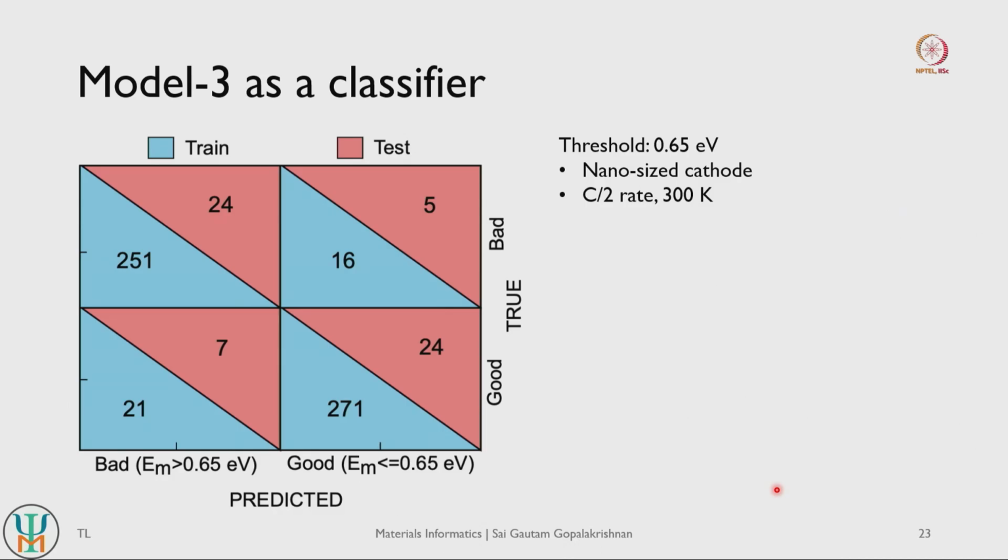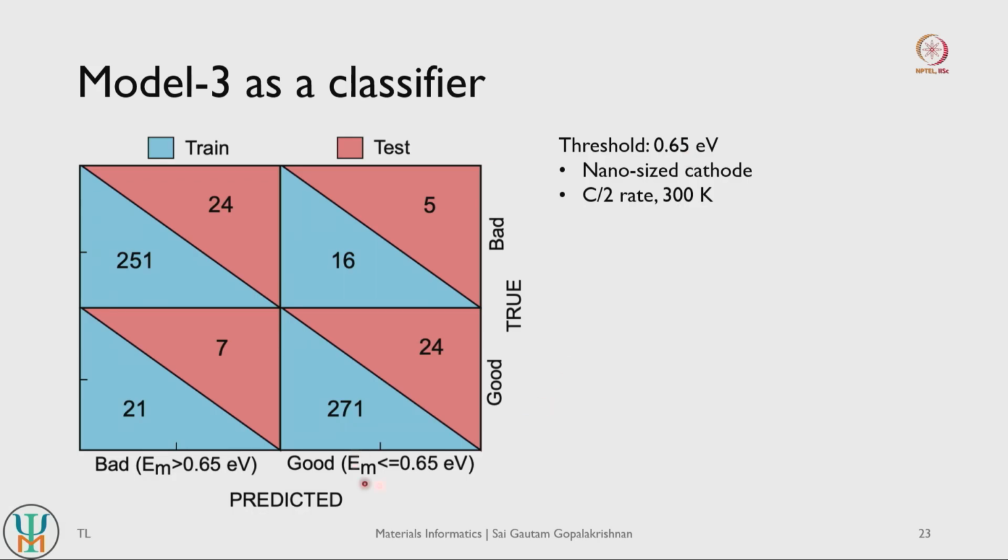So we also examine the ability of this model 3, our best performing model, to classify structures, right. So this is a simple classification task, and when you do classification you need to define a certain threshold, right. So we said that if migration barrier for a given structure and given structure pathway combination is less than 0.65 eV, then it is considered a good conductor. If it is above 0.65 eV, then it is considered a bad conductor, right.